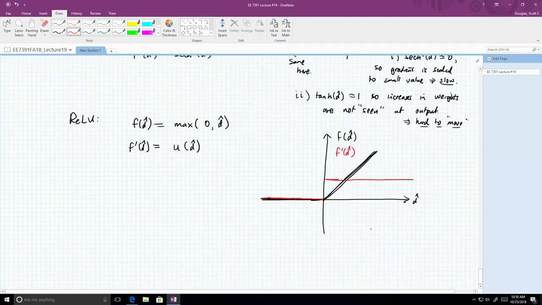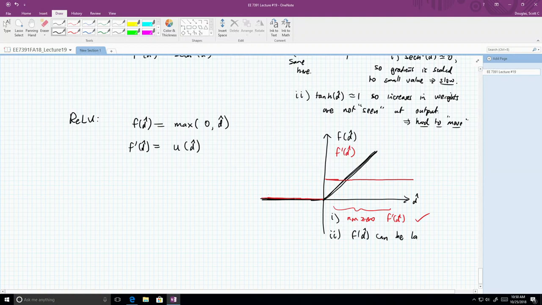So this is non-zero f prime of d, which is good. And that takes care of the first issue, if you will. And the second: f of d hat can be large. So basically, weight changes affect the output. So both of those things are good, right? Both of those things are good.